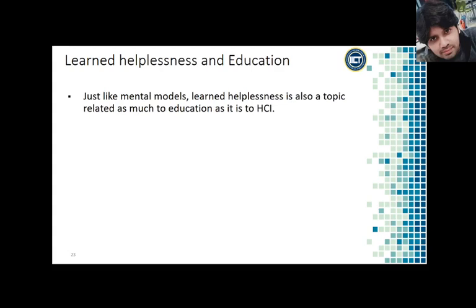Now, learned helplessness is very similar to mental models because it is also a topic related as much to education as it is to HCI. If you have ever spent any time in a teaching role, you very likely encountered students who are very resistant to being taught. The reason, I assume, is they have learned that no matter what they do, they never succeed. They have learned to be helpless based on their past experiences or their mental models.